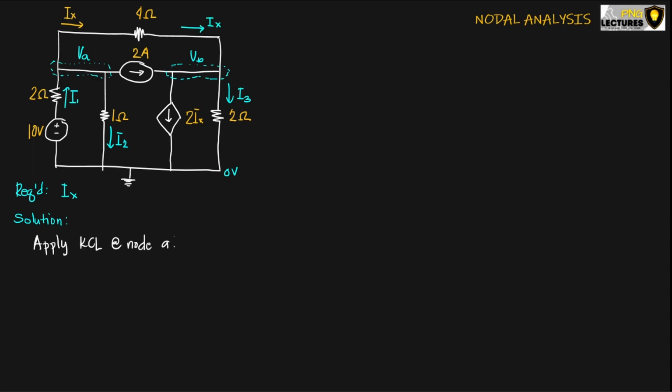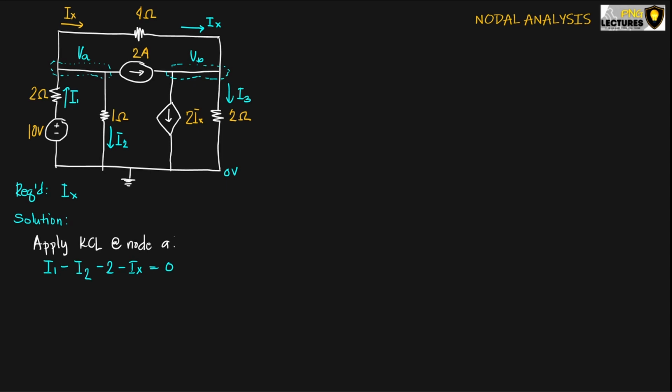So apply KCL at node A. First, we have I1 entering that. We also have Ix and we have I2 and we have 2 amperes being involved in node A. Since I1 is entering, that's positive. I2 is leaving, so that's negative. Ix is also leaving, so we will have it negative, and the 2 amperes also leaving, so negative 2. So I1 minus I2 minus Ix minus 2 equals 0. So that is now our equation.